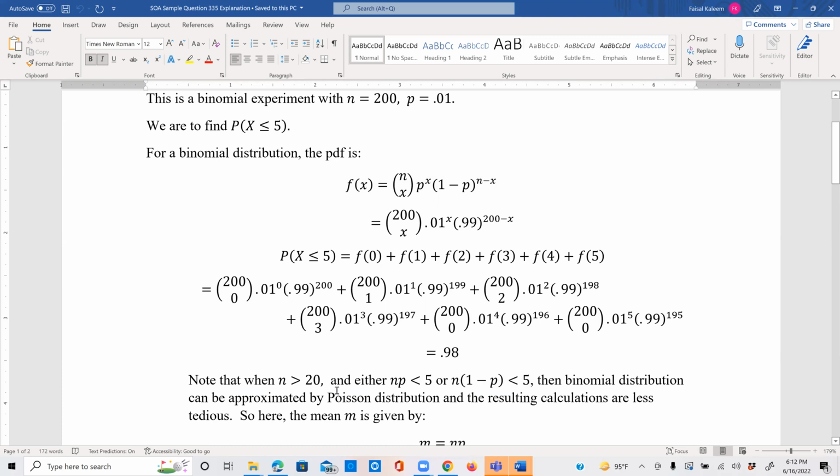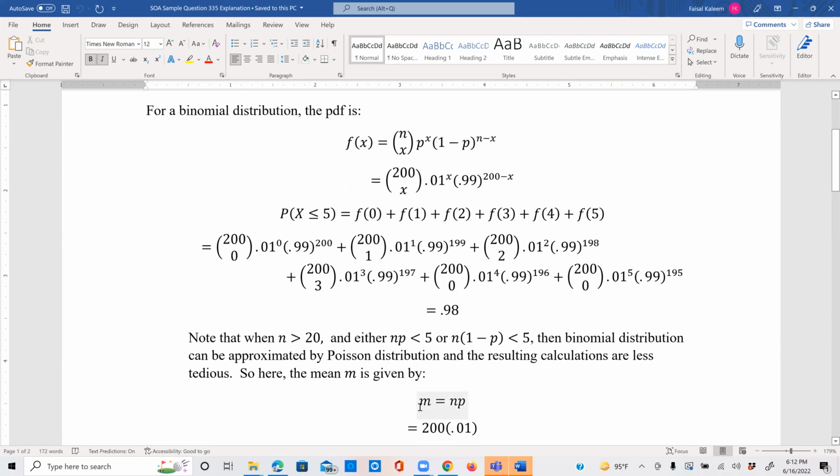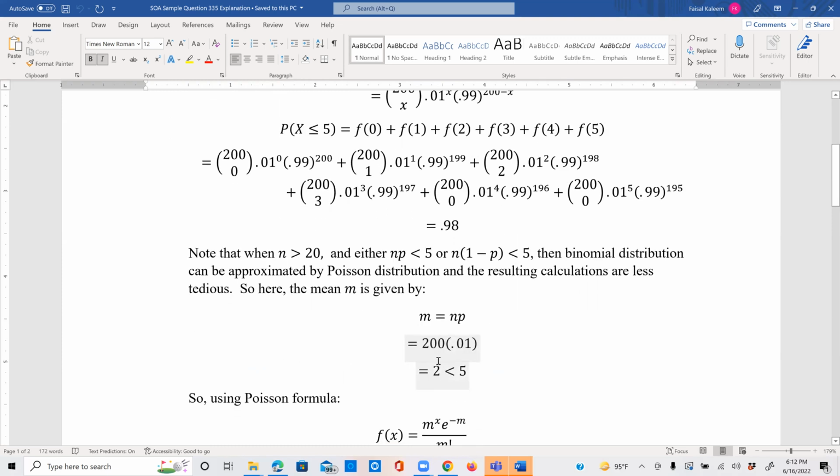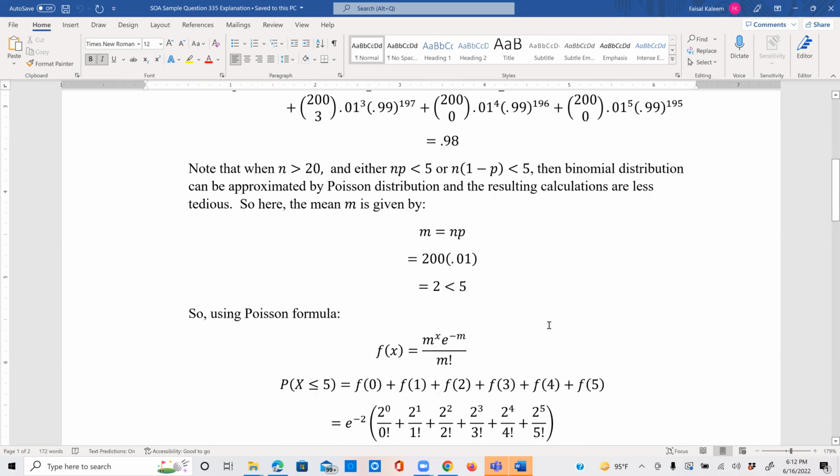So the first step is to calculate the mean, and we know that for binomial, the mean is m equals np. So m is 200 times 0.01, so the mean is 2, which is already less than 5, so we are meeting the condition np less than 5, and 200 is greater than 20, so we can use Poisson approximation here.